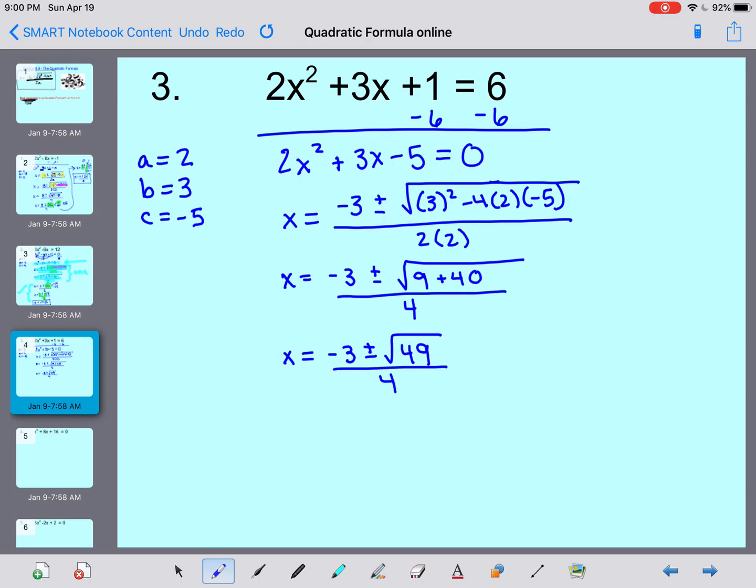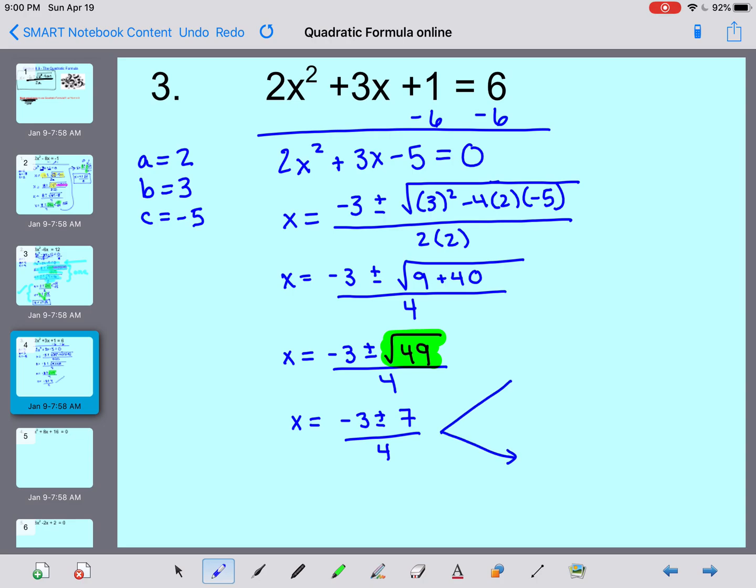Okay, now square root of 49. This is a special problem. The square root of 49 is a perfect square, so you don't have to break it down. What's the square root of 49? 7. So we're going to put this as our next step. Notice there's no radicals anymore. Now, we did a problem similar to this in the square root section. Once you get to this point, you need to break apart into two separate equations.